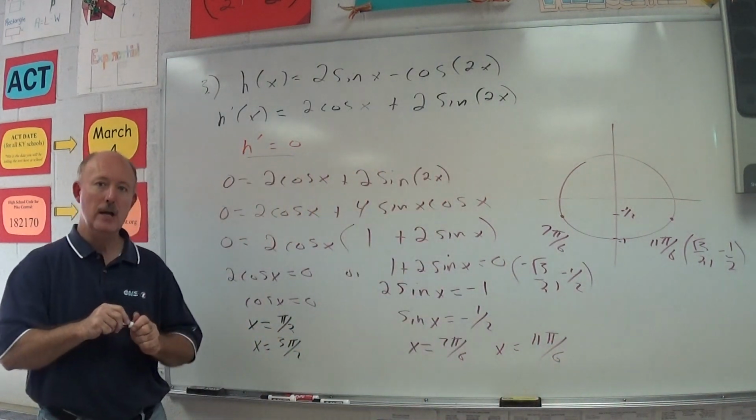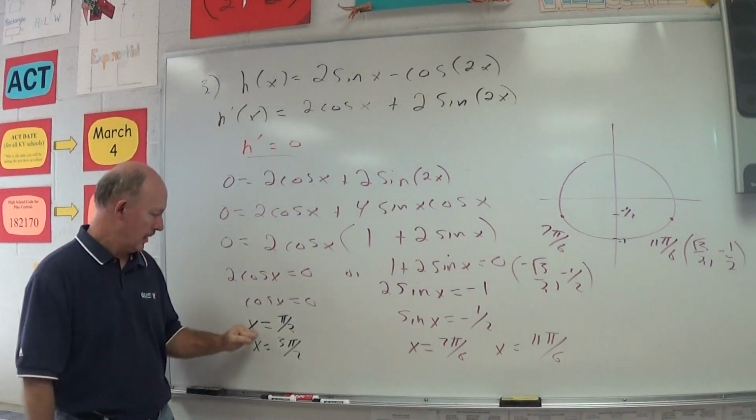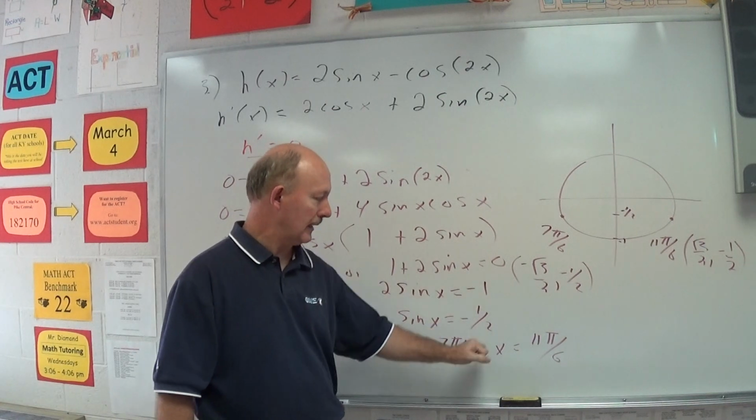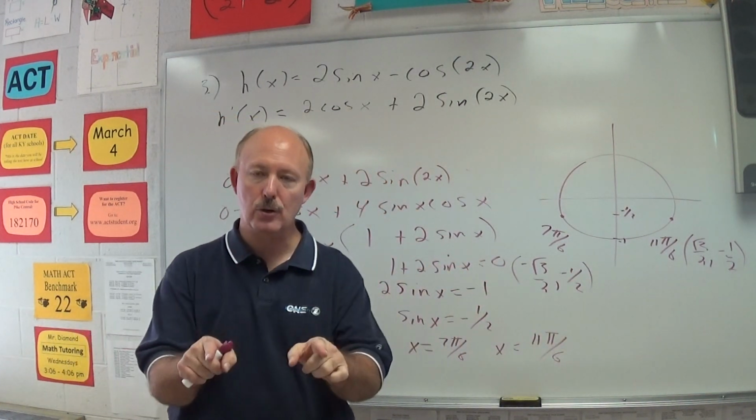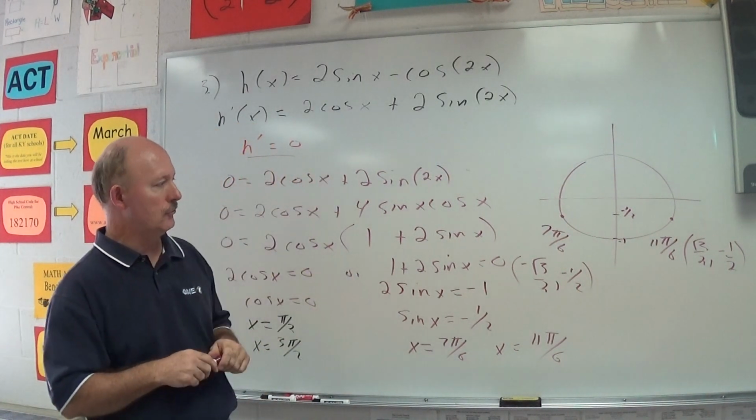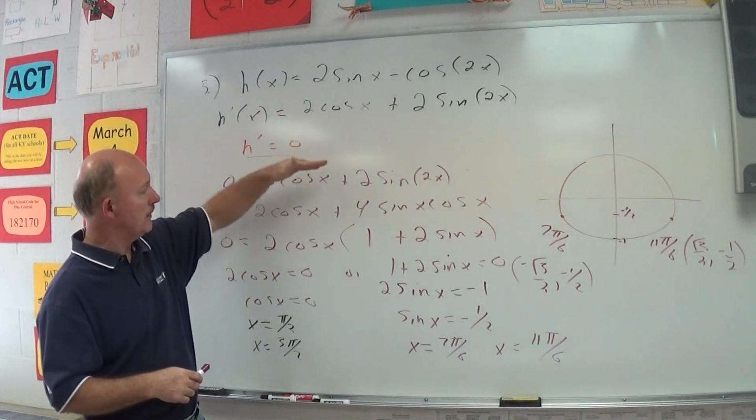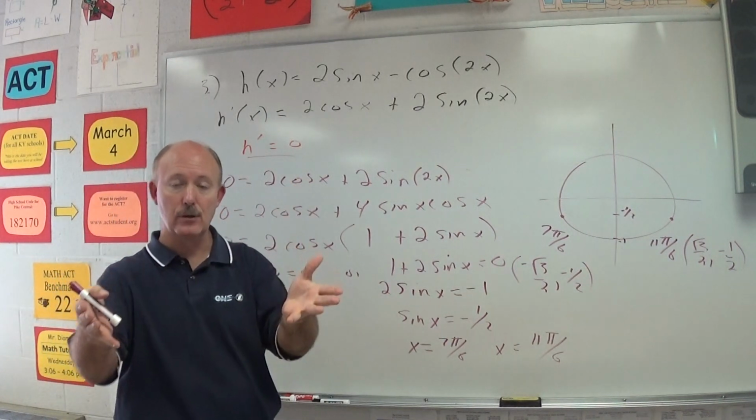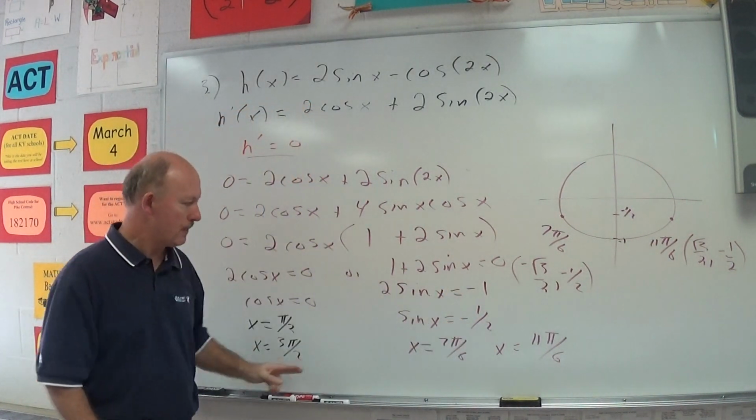So we have, count them, 4 critical numbers. Pi over 2, 3 pi over 2, 7 pi over 6, and 11 pi over 6. That's how you get the critical numbers on a trig equation or a trig function like you see here. Just like you would any other equation, find your derivative, and then set it equal to 0, put it in factored form, and then you have to be able to solve that type of trig equation. Right? So 4 critical numbers.